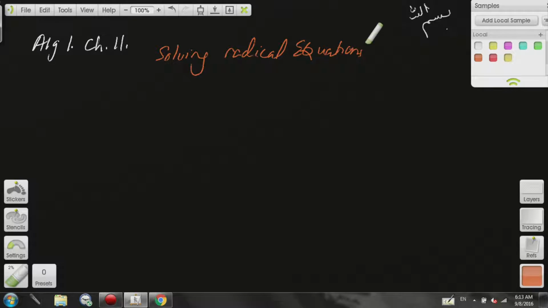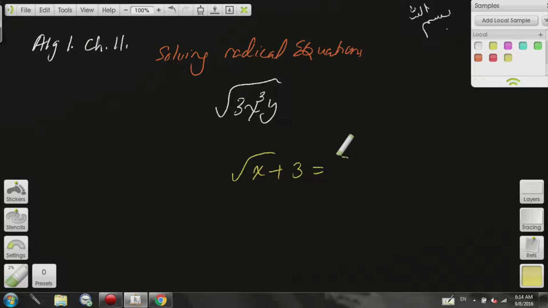Now, if you recall, this would be a radical expression, 3x cubed y. And this would be a radical equation. So this is a radical expression, and when you add an equal sign, that becomes a radical equation. And this is what we shall learn today, inshallah.